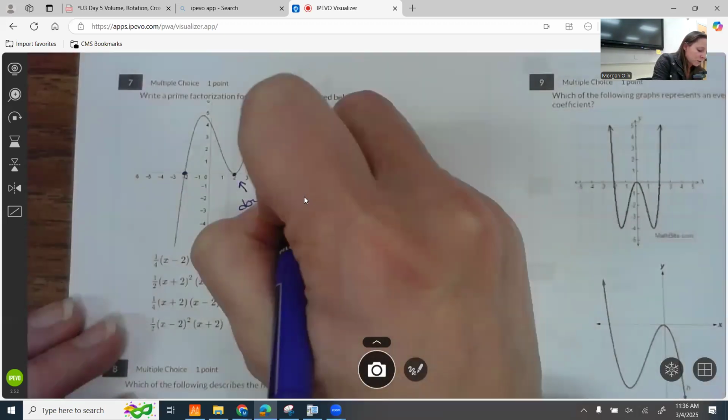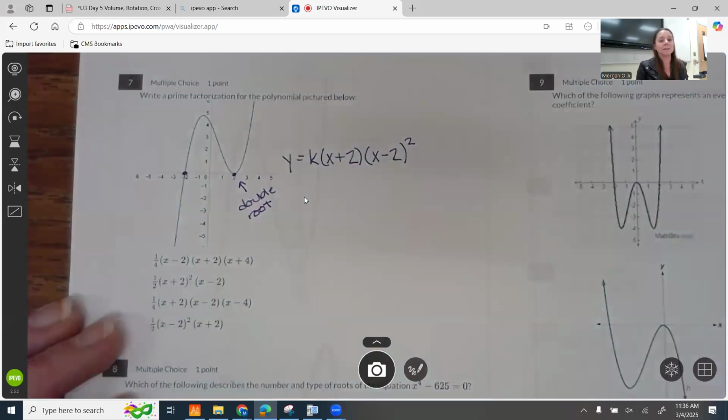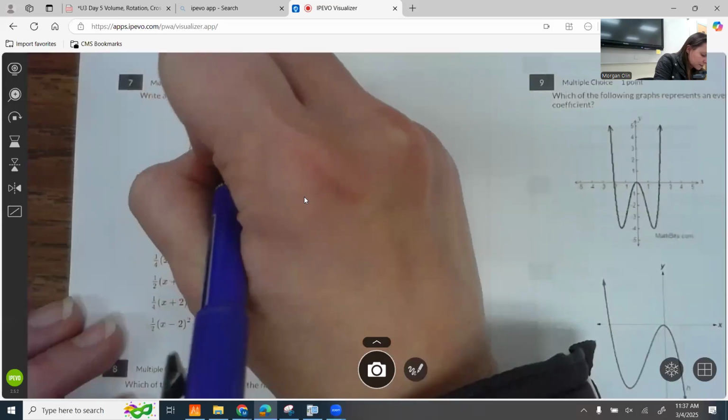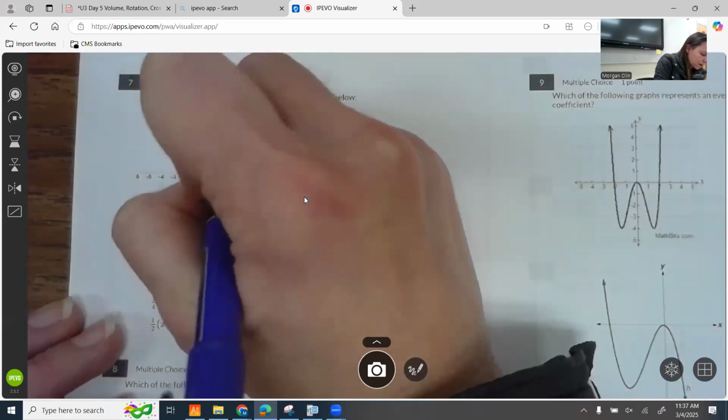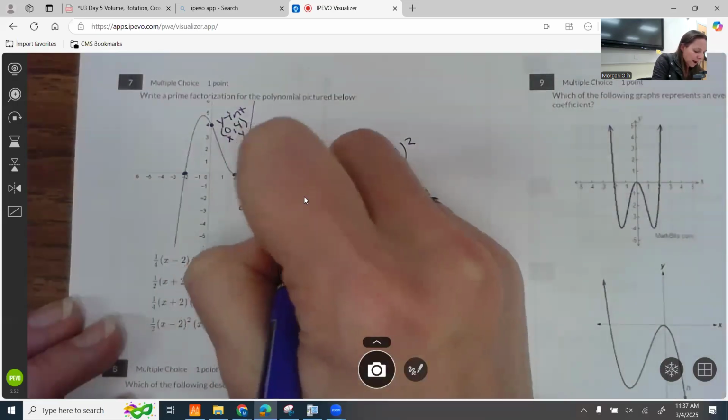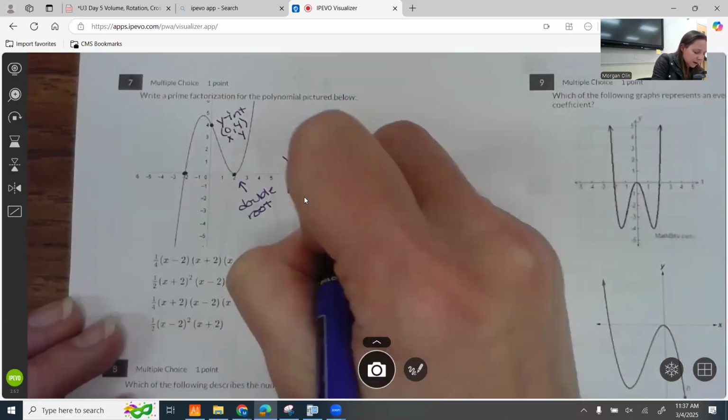Now, the other thing is we don't know if this has been multiplied by some value, so I'm going to put a k there and use, let's say, our y-intercept. Let's use the point 0, 4. 0 is an x, 4 is a y. So I'm going to put 4 in for y, and I'm going to put 0 in for x.